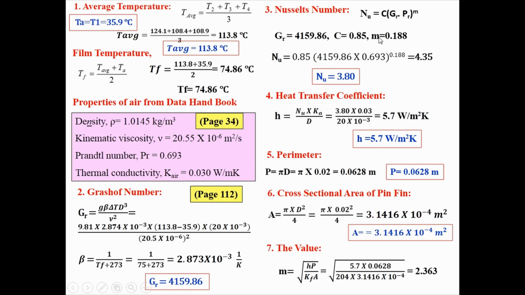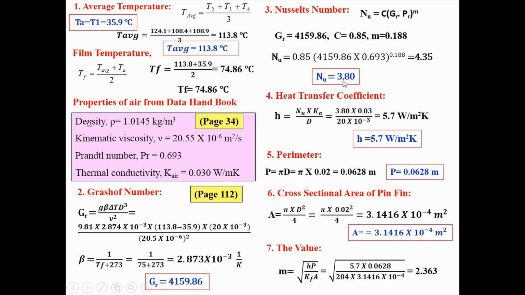Okay, after this, what do you do? You know all the values, right? C, GR, PR and m. Substitute, and you will get the Nusselt number. So 0.85 into 4159.86 into 0.693 to the power of m, where m is 0.188. Then we get the Nusselt number as 3.80.